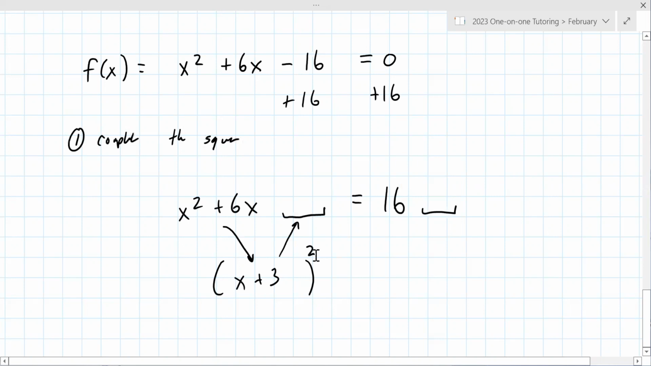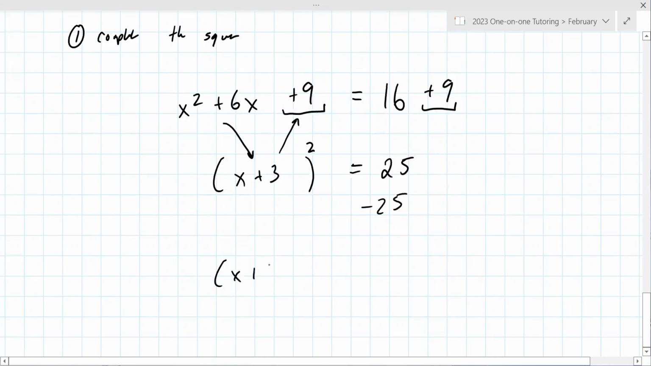What goes here? 3 squared, so 9. So this equals 25. Okay, then you can bring the 25 over. You can subtract 25.